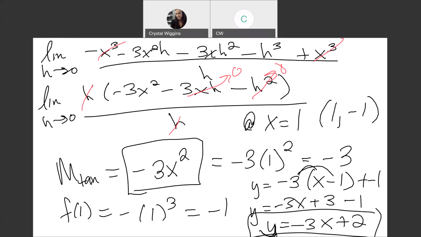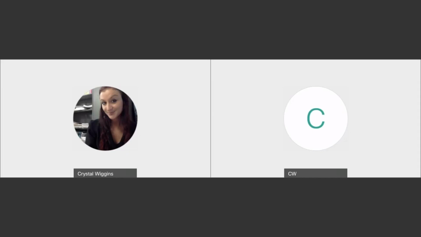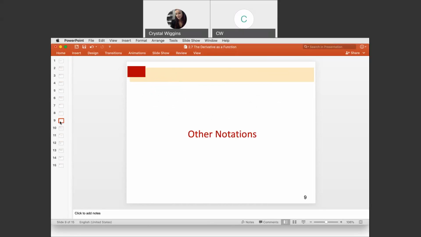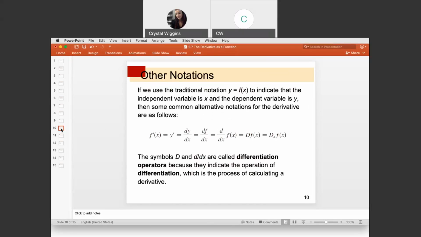All right, let's head back to the PowerPoint now. So other notations for a derivative you should be aware of. The tick mark is very common, and it can be done with function notation f prime of x, or in just regular y notation, y prime. You'll also see the following notations for the derivative.